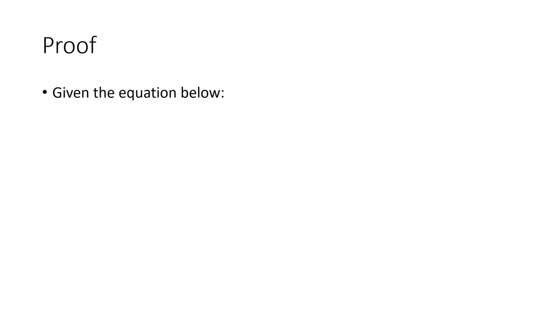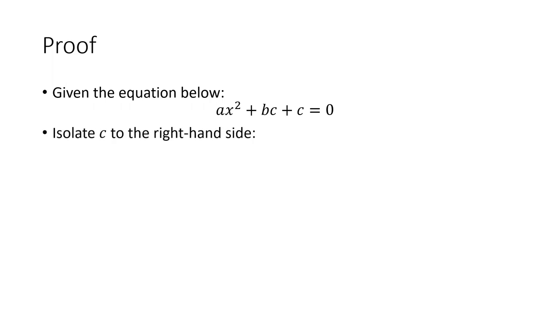So given the equation that we have, ax squared plus bx plus c equals 0, the first step that we're going to take is to isolate c to the right-hand side. To do that, we just subtract c from both sides. So we have ax squared plus bx equals negative c.